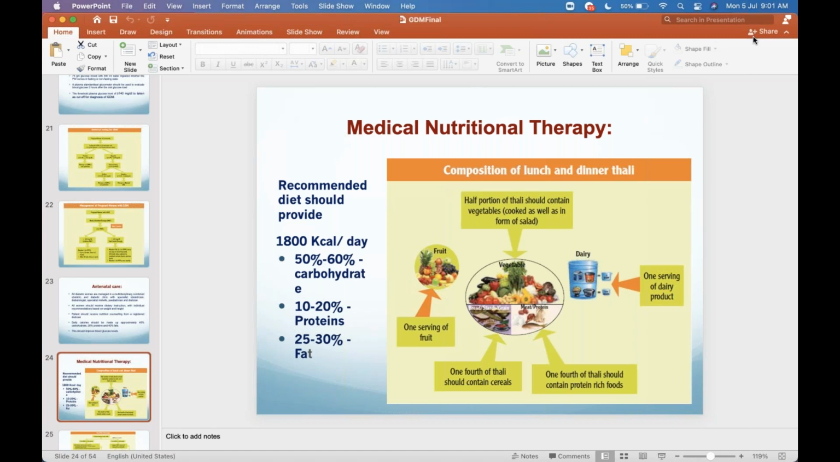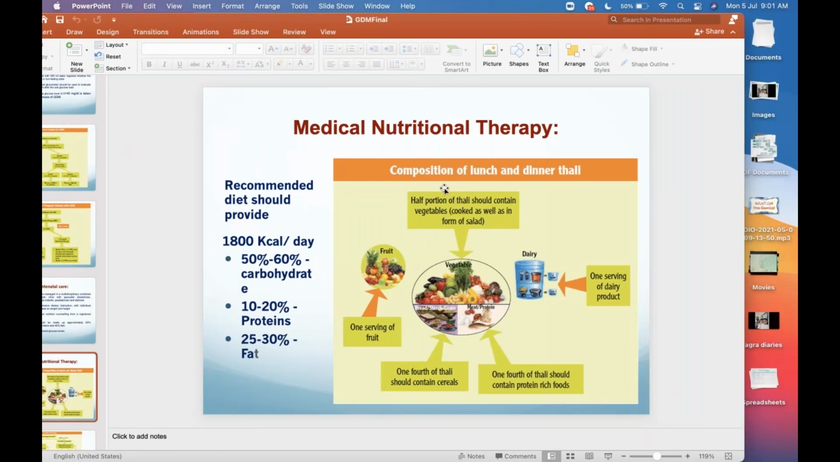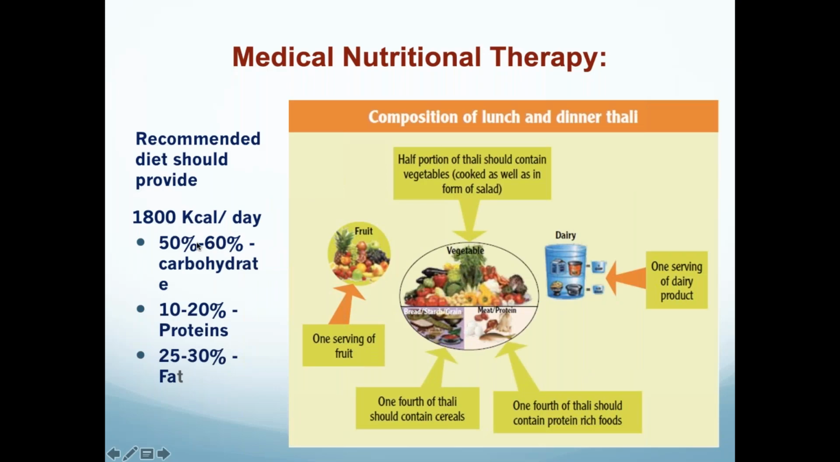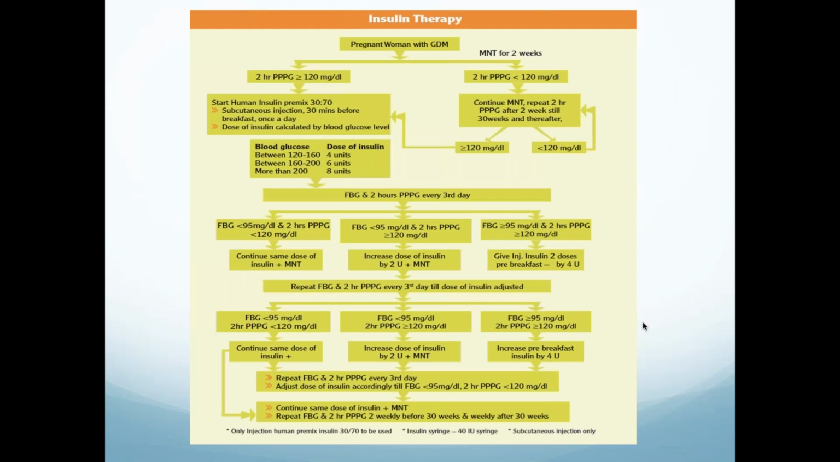Okay, these were in the MNT part. I skipped this. This was important, how the MNT has to look. If the female is not overweight and is in the normal BMI range, then we can give 2000 to 2200 kilocalories per day. But if she is overweight or obese, then we will go for a 1200 to 1800 kilocalorie diet. Importantly, 50 to 60% should be carbohydrate, 10 to 20% should be protein, and 25 to 30% should be fat. This is an ideal diet, with half portion of the thali. This is an Indian diet.